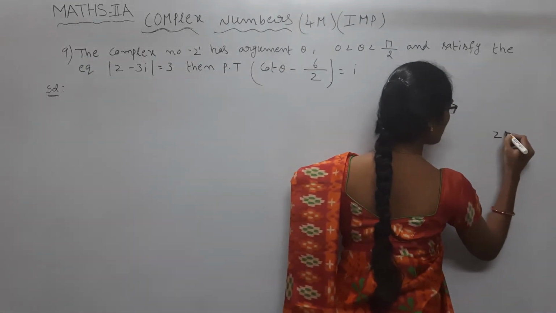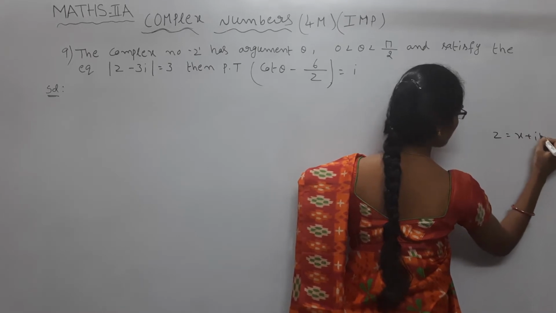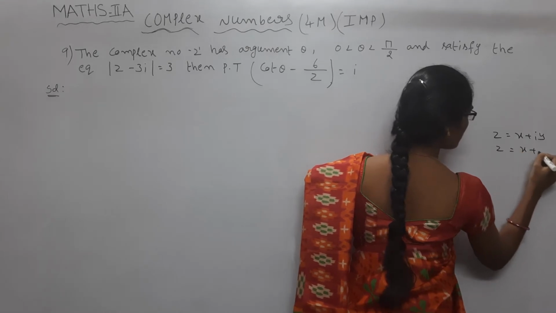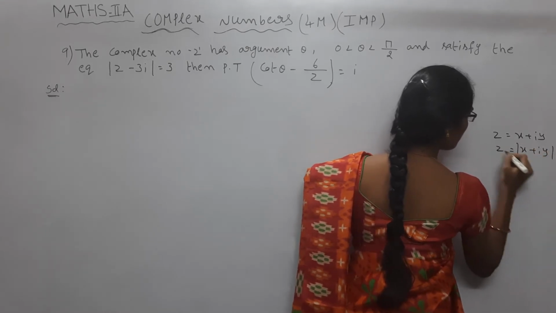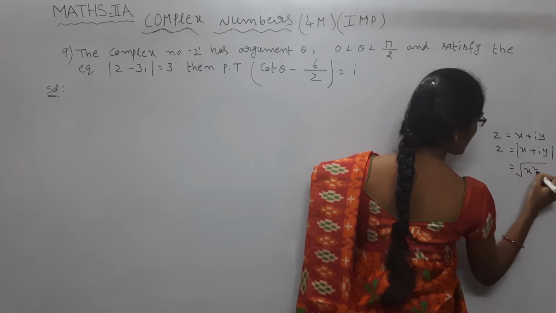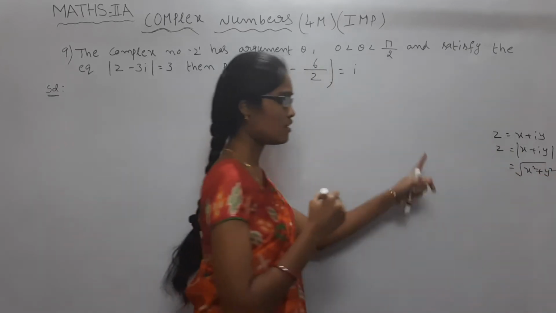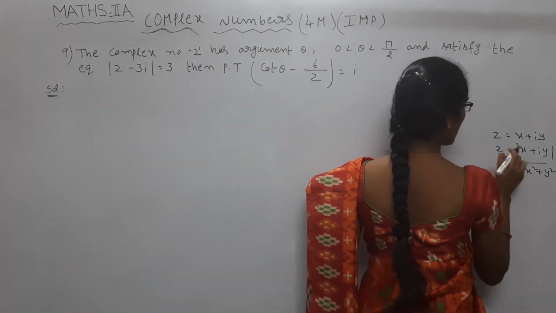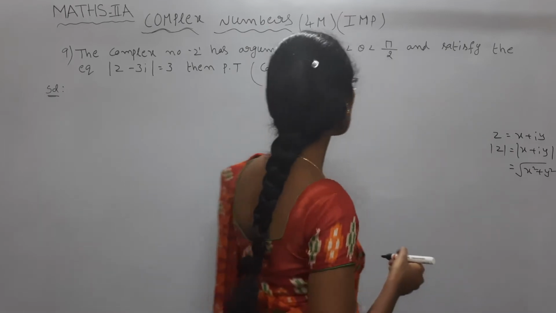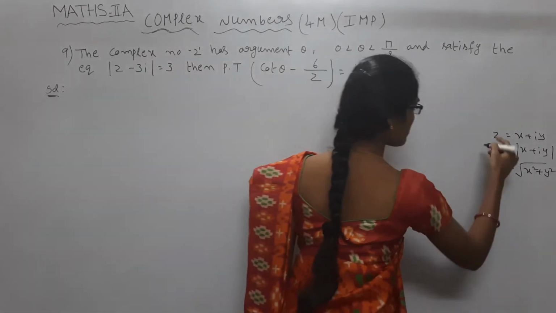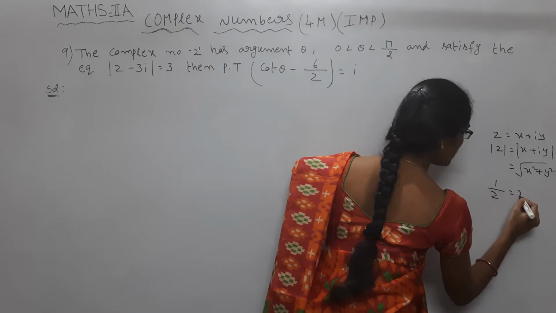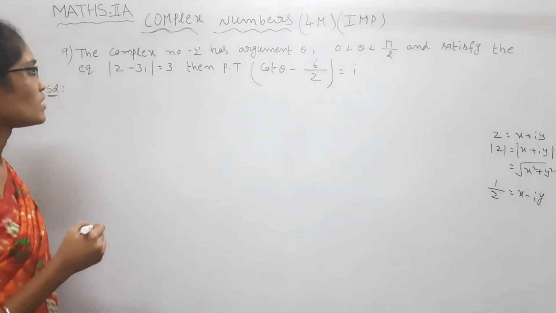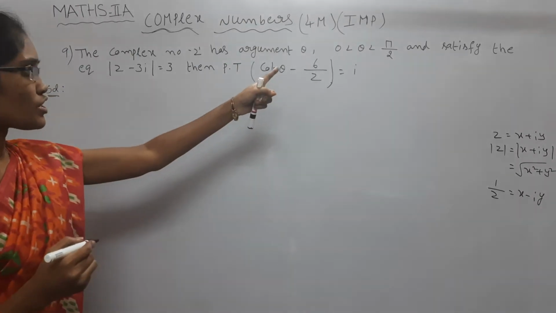If z = x + iy, then the magnitude of z is the square root of x square plus y square. Okay, it is called magnitude. And if z = x + iy, then 1/z = x - iy. Those are the formulas. And theta belongs to the first quadrant.